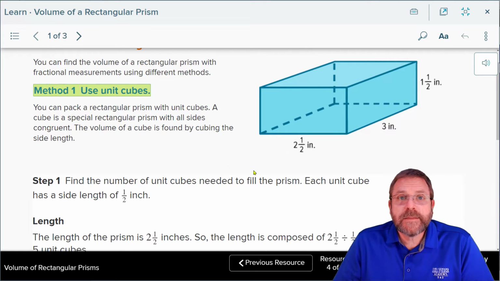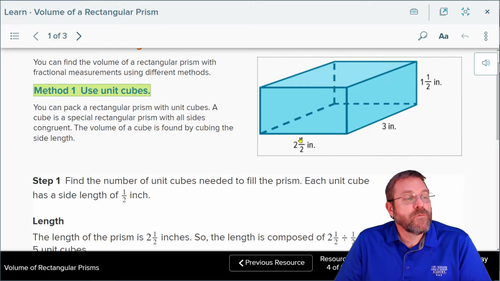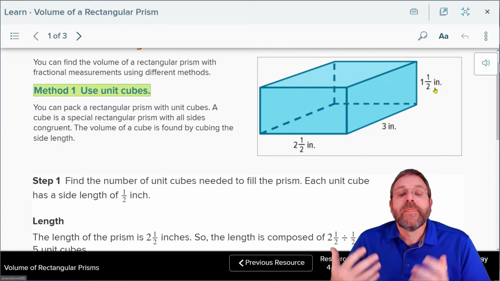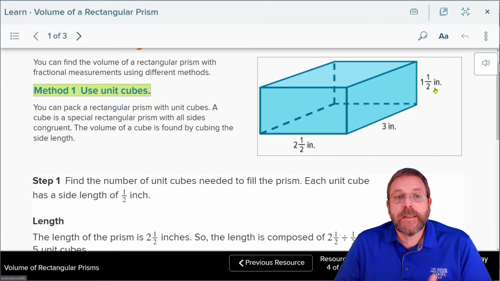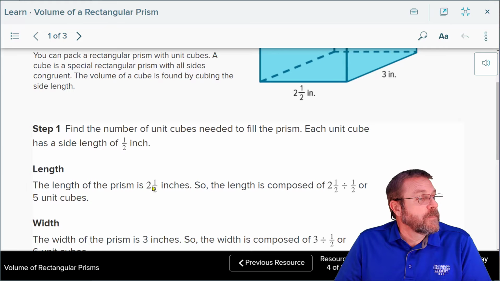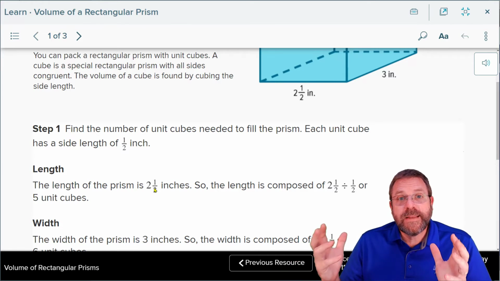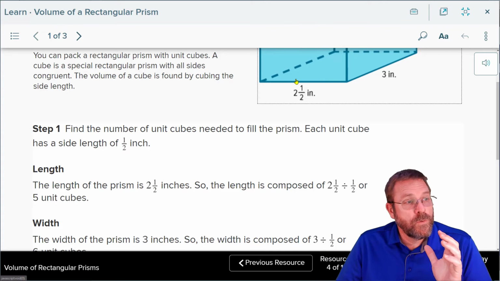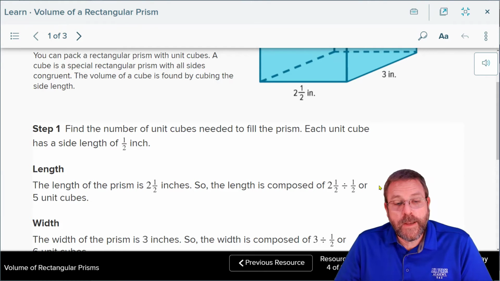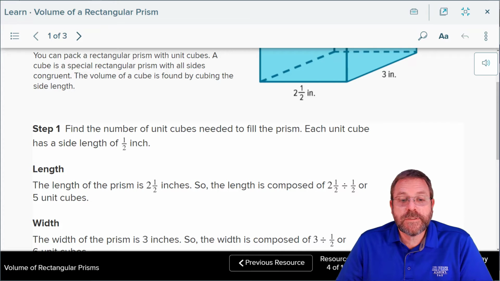The reason they said they have a side length of 1/2 is because you have 2.5 here for a length, and you have 1.5 here for a height. And because they're involving halves, that's the reason they chose half as the length of their unit cube. The length of the prism is going to be 2 1/2 inches. So how many unit cubes would it take in order to fill 2.5 going across? If there are half unit cubes, it would be 5. Now they're showing you 2 1/2 divided by 1/2, because you're divided into 1/2 sections, is equal to 5.